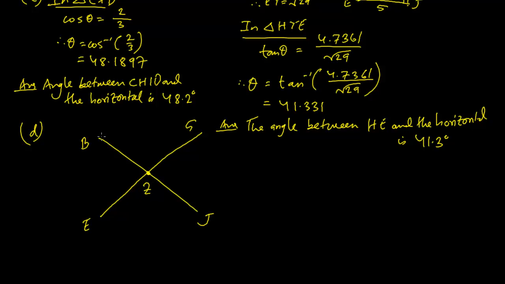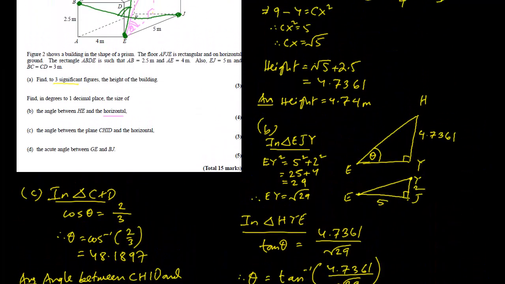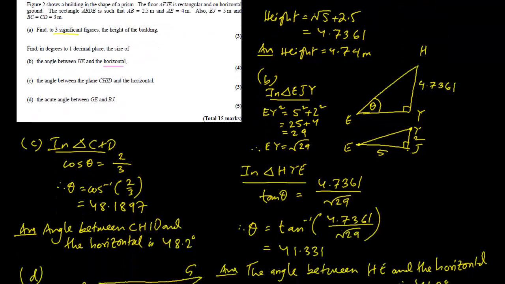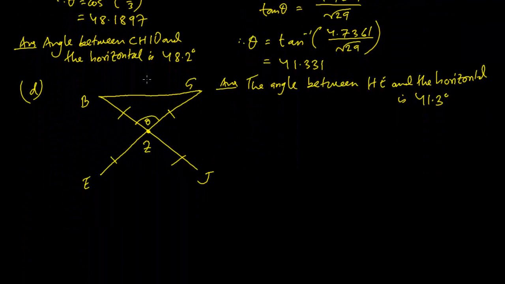Since BJ and GE are equal and they bisect each other, this makes an isosceles triangle, and the angle between them that we're looking for is either this angle or that angle, it doesn't matter. Whatever angle we find, if it's not an acute angle, meaning not less than 90 degrees, we can subtract it from 180 degrees. So this is the angle we're looking for, and this is BJ, BG. Now from the diagram, we already know BG is 5 meters.